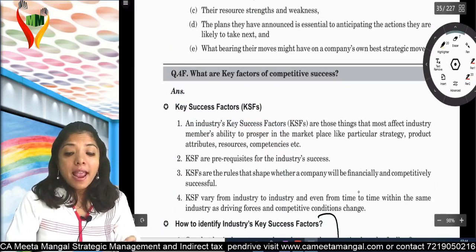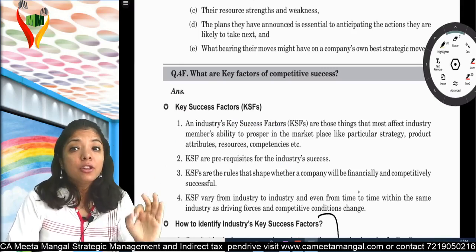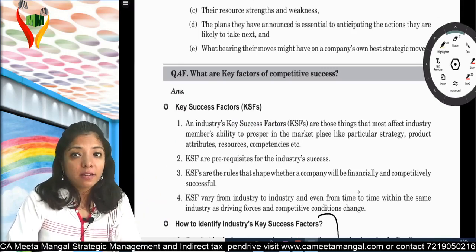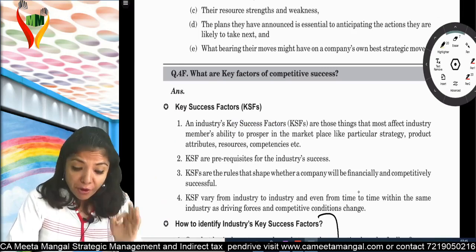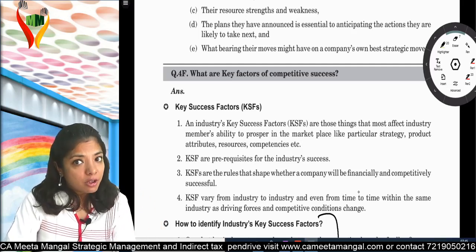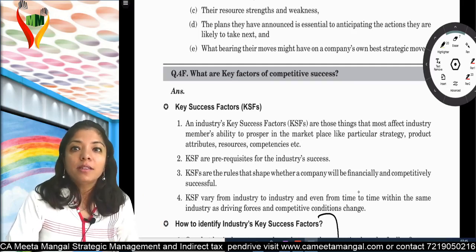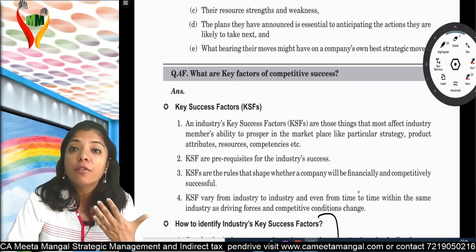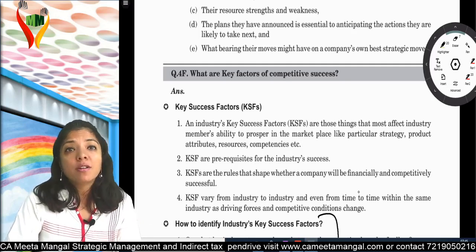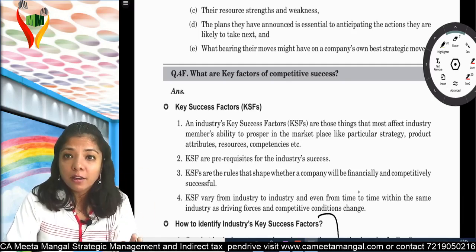Now what is this? Every industry has a key success factor, a key to success. Before entering that industry, you should know the key to success. That key to success will take you to the next level of success. It is not just going to help you survive. It is going to take you to the next level of success, and that is called the key success factor. Am I clear?